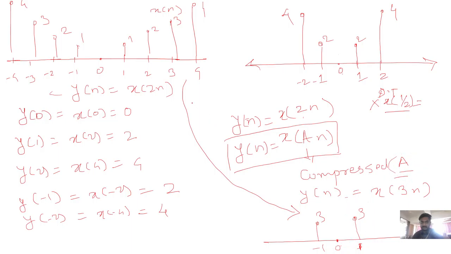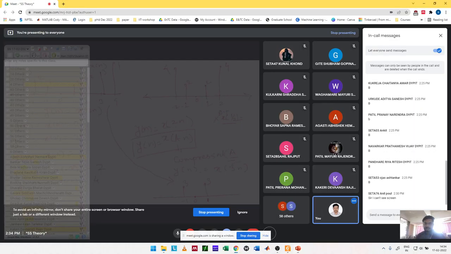So from minus 4 to 4 we came down to minus 1 to 1, right? And for 2n we came down from minus 4 to 4 to minus 2 to 2. So we are actually compressing the signal. I hope this is clear. Any question? Is it clear? How many of you have understood this? Please raise your hand.